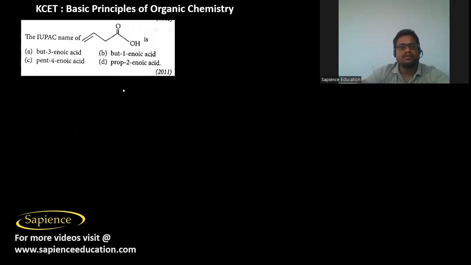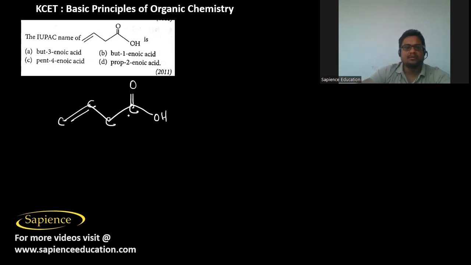Then the IUPAC name of this compound we have to find. So it is like this. Here we have the COOH group, and here we have one carbon, and here a double bond, here one more carbon. So it is butene. I can write 1 2 3. It is but-3-enoic acid.